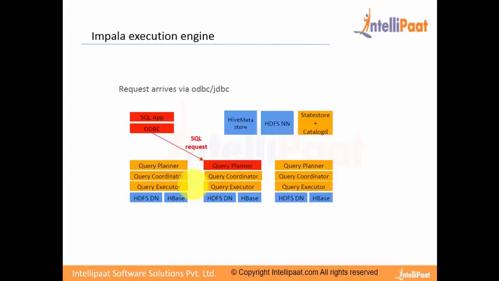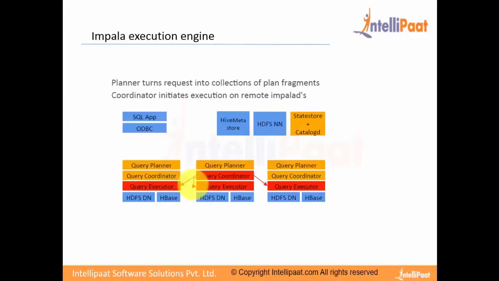This coordinator node has the information about the other Impala D daemons in the cluster, and it will spawn the processes on these different machines to start the SQL processing. So this query coordinator started the processing on the slave machine on the left. It will start the processing on the query executors of these three different nodes, which is the query executor of itself and the query executors of the Impala D daemons running on the left and right hand side, and the execution will start in parallel.